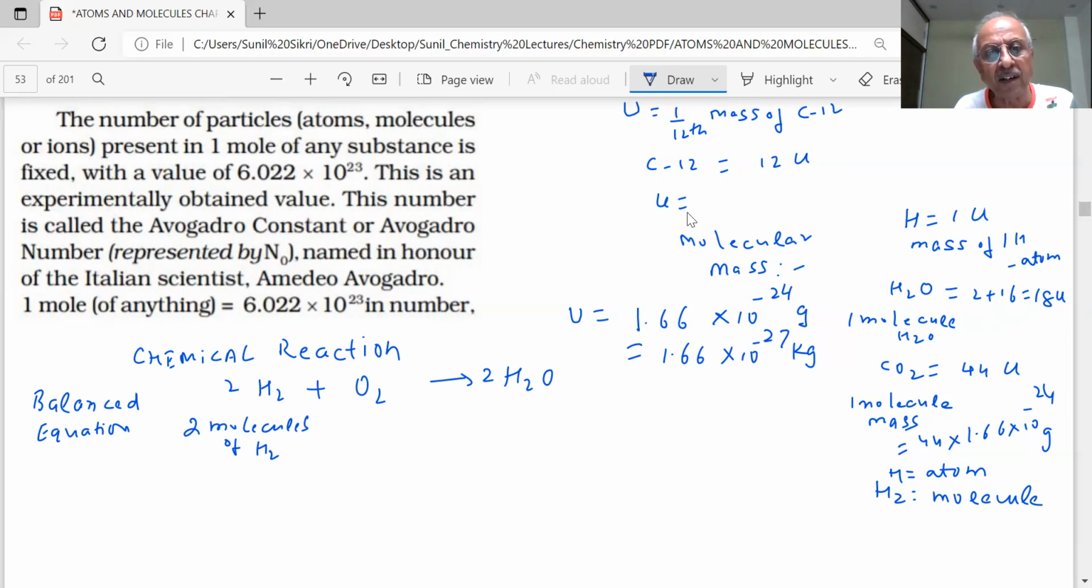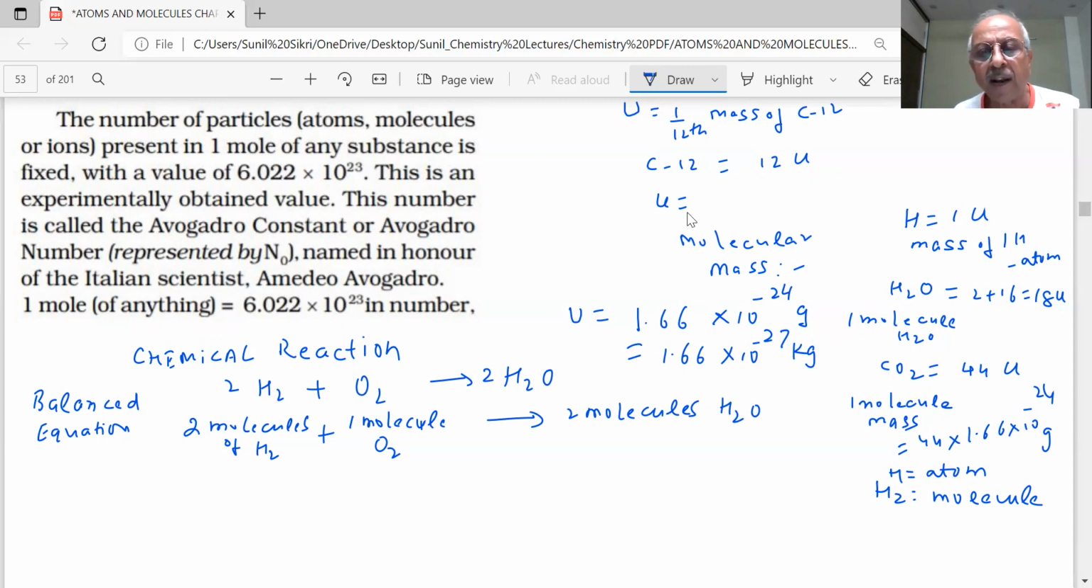Two molecules of H2 are combining with one molecule of oxygen. Am I right? To produce what? What are they producing? Two molecules of what? H2O. Is it right? Yes, sir. Okay. You are saying two molecules of hydrogen are combining with one molecule of oxygen to produce two molecules of water.